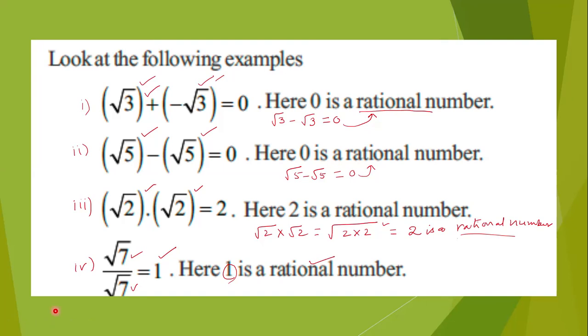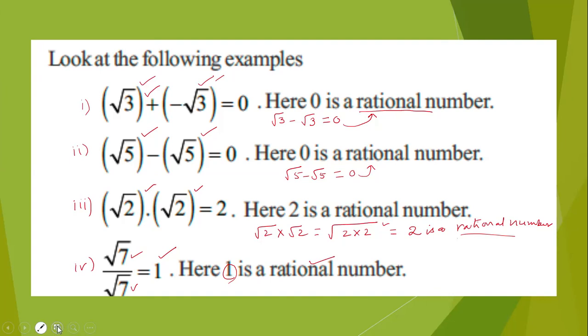In the second example also, root 5 minus root 5, an irrational minus an irrational, we get a rational. Root 2 into root 2, an irrational into an irrational, we get a rational. An irrational by an irrational, we get 1, that is a rational.